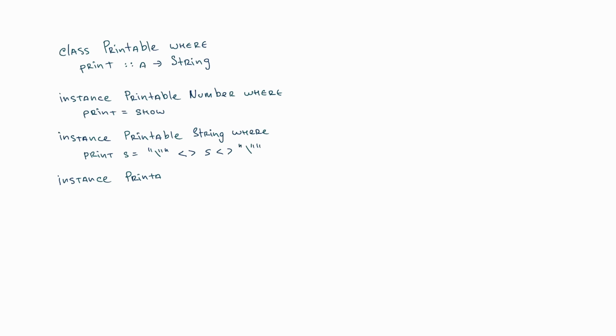When we write the instance, we need to declare that if we want to have a printable array of some elements, we require the printable for all of those elements. And in implementation, we print all the elements. We use map, which relies on the functor instance of array.